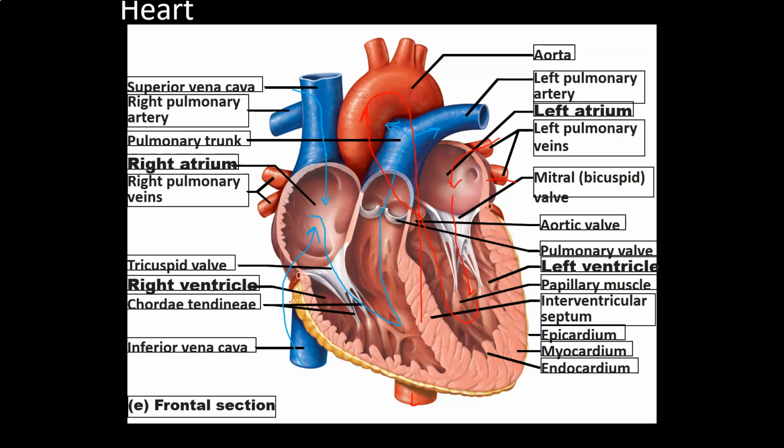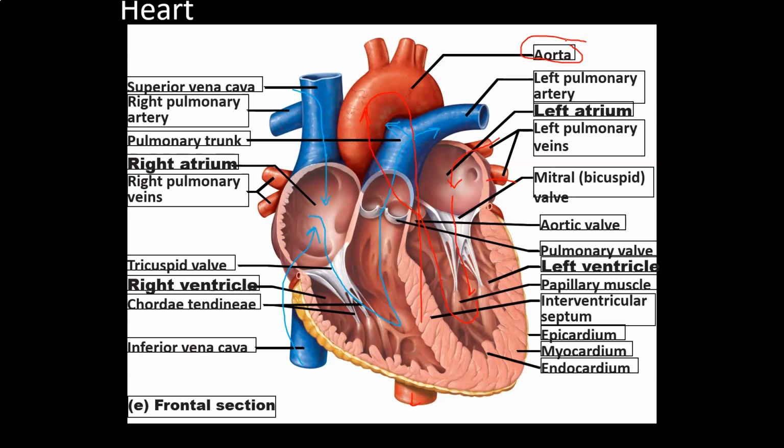Which side pumps deoxygenated blood? That would be the right side, which is also known as the pulmonary circuit. What is the name of the largest artery in the body? That would be the aorta, which is labeled for you up here.